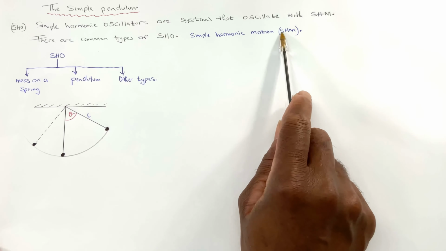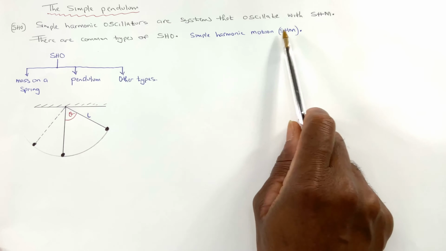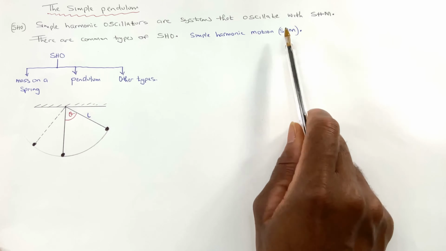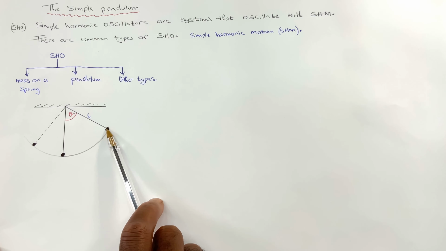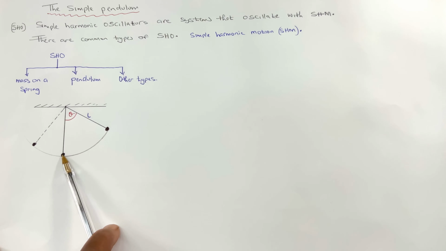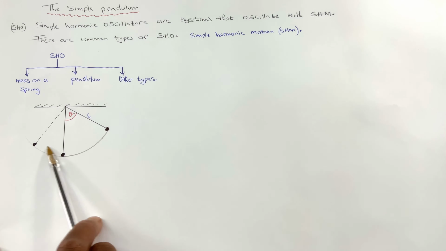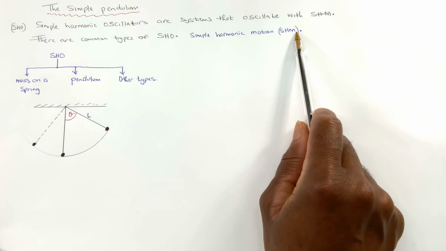Simple harmonic motion, SHM. We know what simple harmonic motion is. When an object is at equilibrium here, and you displace it and then release it, the object will go back to equilibrium and overshoot. And then it keeps going back and forth. As it goes back and forth, that's what we call simple harmonic motion.